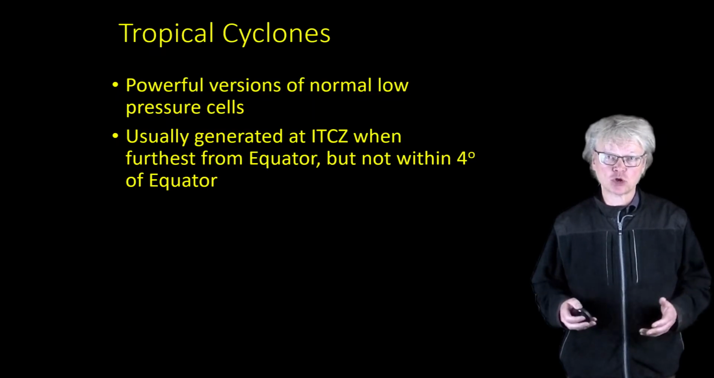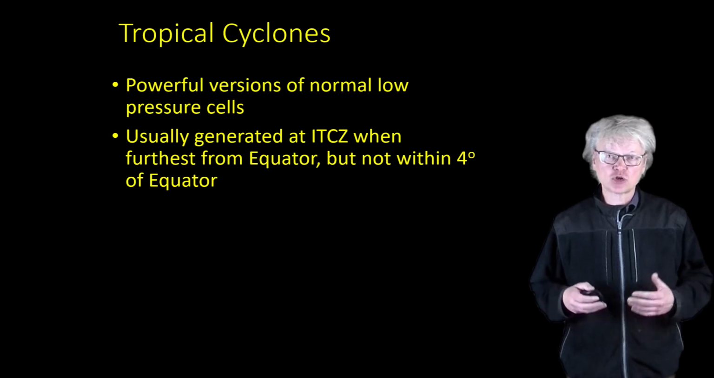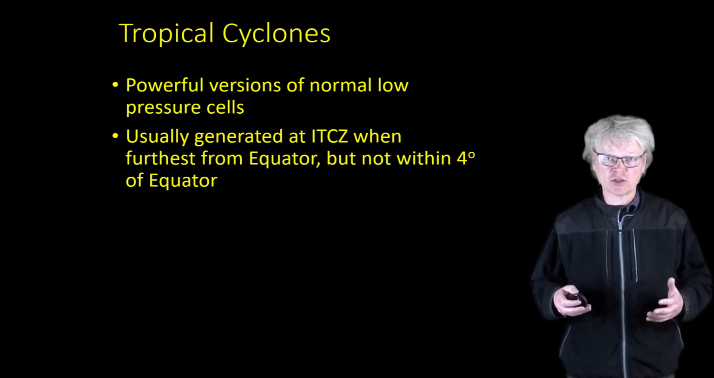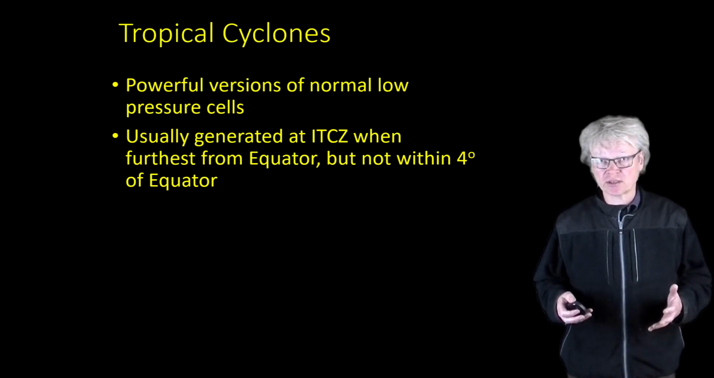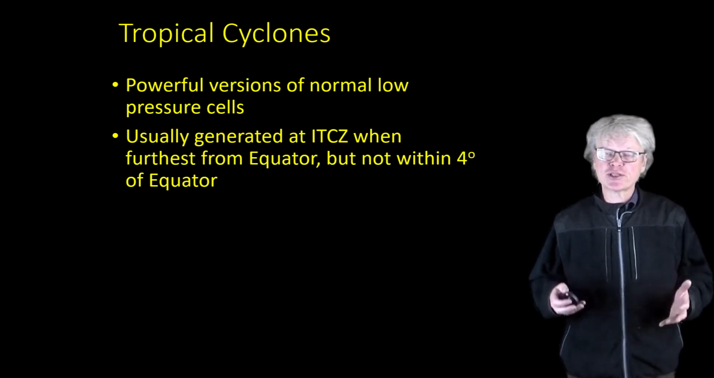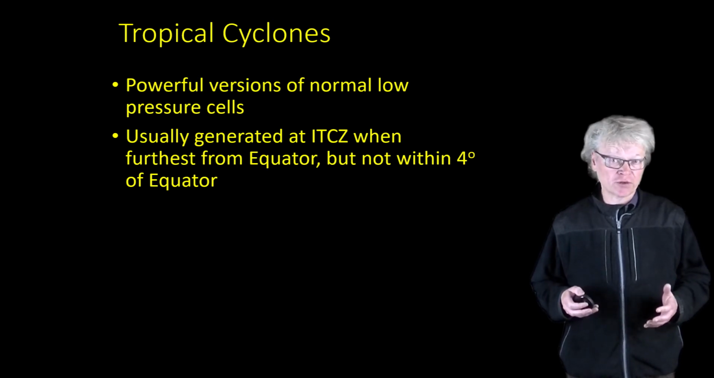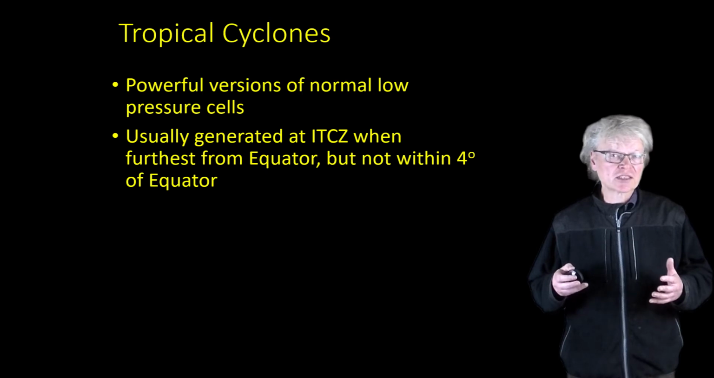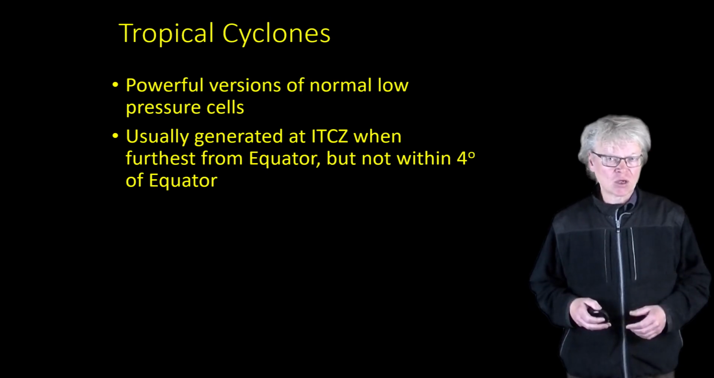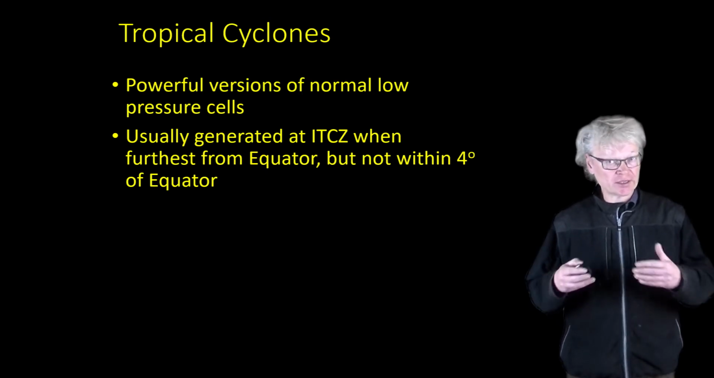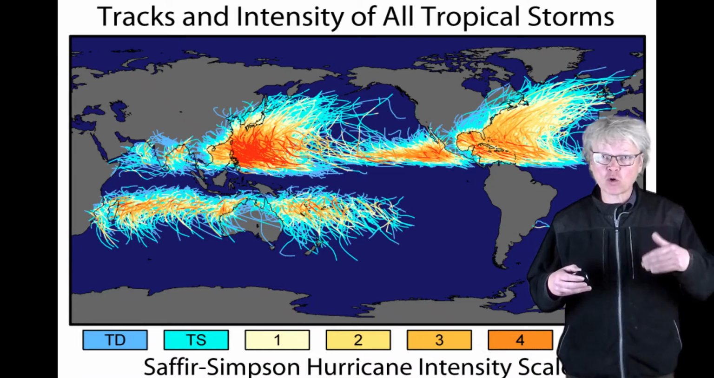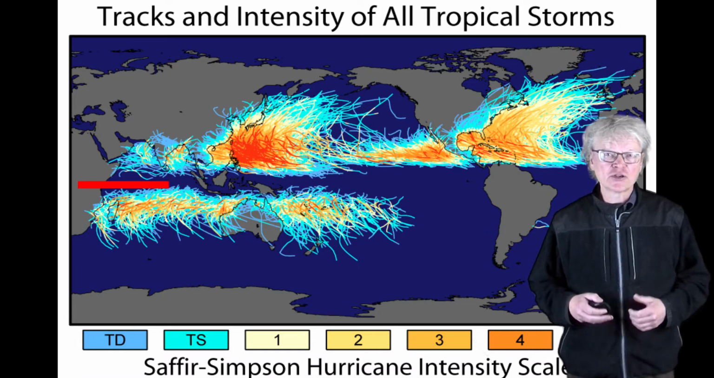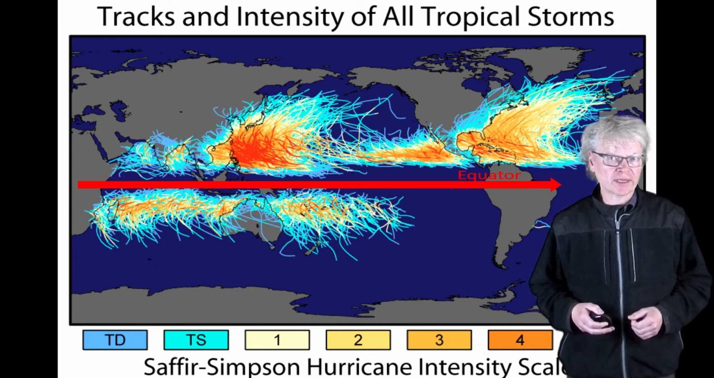So we're going to talk about tropical cyclones. Tropical cyclones are just powerful versions of normal low pressure cells. They're usually generated at the intertropical convergence zone when it's away from the equator. When the intertropical convergence zone is directly over the equator, or 4 degrees either side, you don't get cyclones forming. And in fact, you never get cyclones occurring at the equator.